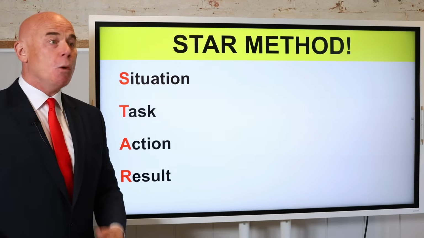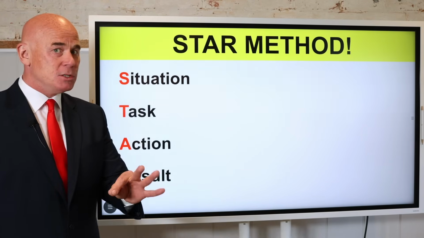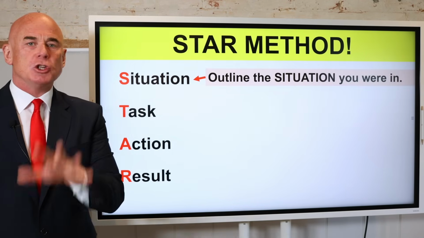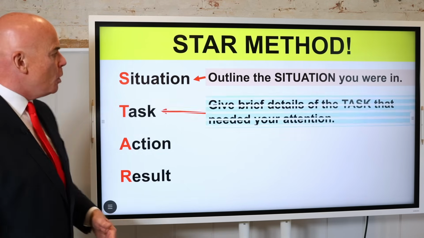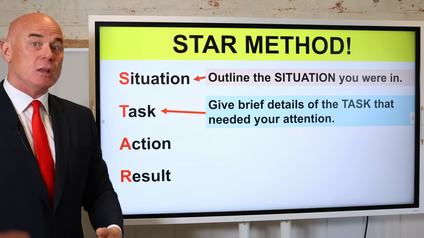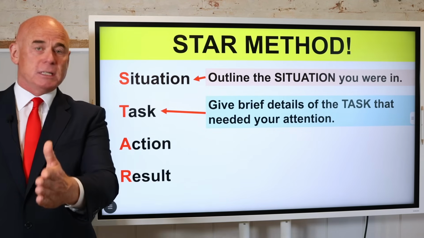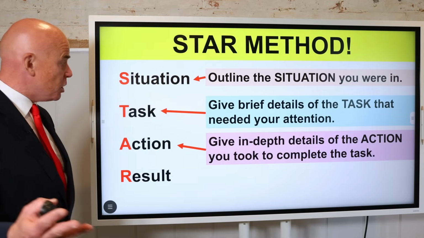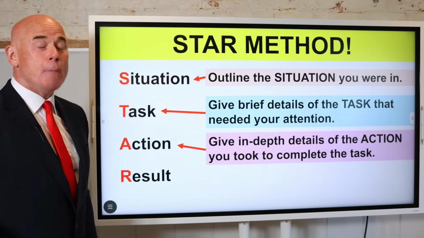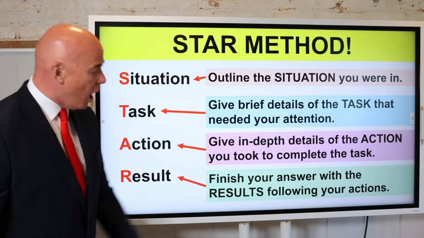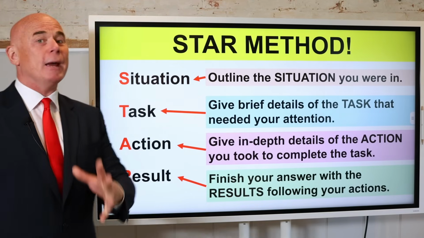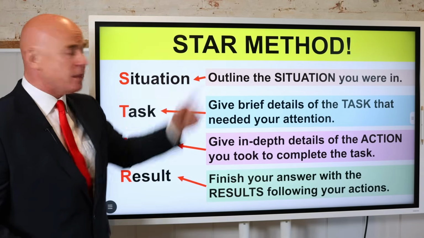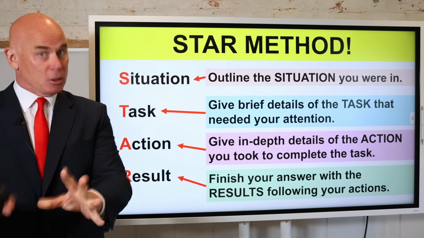So whenever you are answering a behavioural interview question, begin your response and outline the situation you were in. You then move on and give brief details of the task that needed your attention. Next, you give in-depth details of the action you took to complete the task before finally finishing your answer with the results following your actions. Make sure you always use the STAR method to get the highest scores possible.